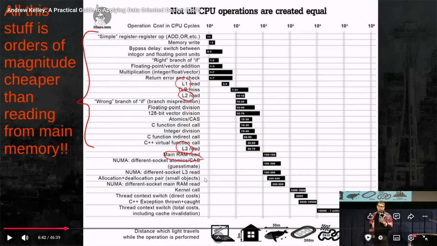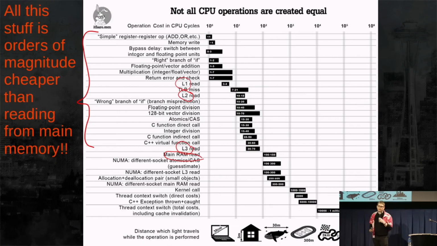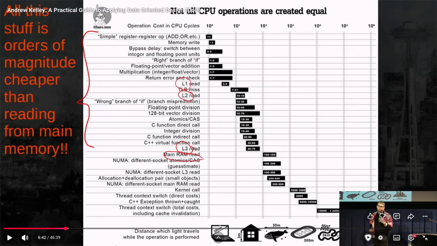And there's a cool visualization on the bottom that shows the distance which light travels while the operation is performed. In the time that it takes for your CPU to do one register operation, light has traveled from the bottom left of your screen to the top right of your screen. That is how fast these operations are being made. So yeah, let's continue.